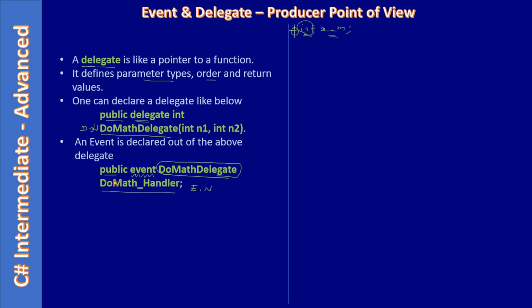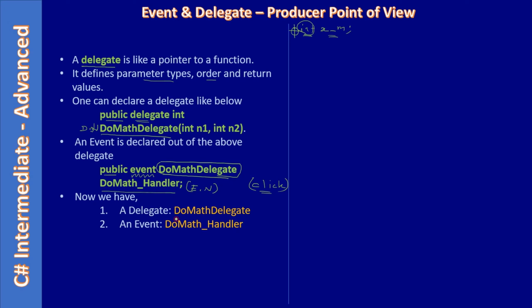So when a client gives a handler for this DoMathHandler, they will give any function that takes two integers as parameters and returns an integer. So that can act as a handler, and that handler can be hooked to the event DoMathHandler. Remember, DoMathHandler is the event name, and when a client hooks the event, they will hook it to the DoMathHandler. You can think of this DoMathHandler like a click event on a button. All right, now we have a delegate. The delegate name is DoMathDelegate, and we know that it takes two integers and returns an integer. Then we have a DoMathHandler of type DoMathDelegate, right?